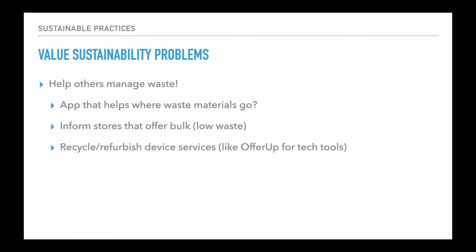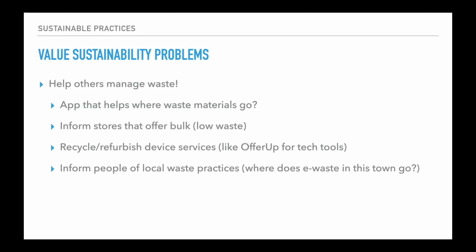Finding recycling and refurbish services, right? So basically like an OfferUp, but for tech tools, when you don't have a fully working phone, but you know some components of it work, you can swap it out with somebody who really, really loves to work with that kind of stuff. There's plenty of those people around.